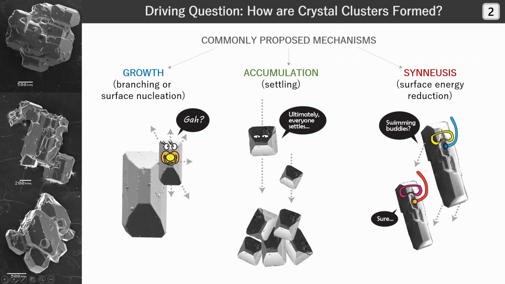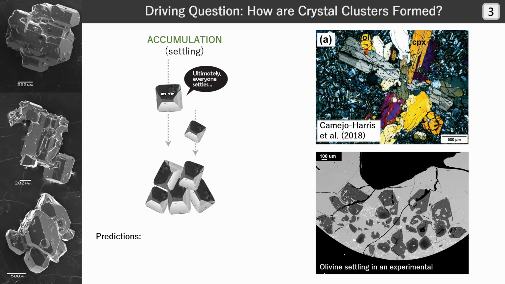There are three commonly proposed mechanisms in the literature for cluster formation: growth, accumulation or settling, and synneusis. Over the next couple of slides, I will try to summarize some of the basic features of each of those models.